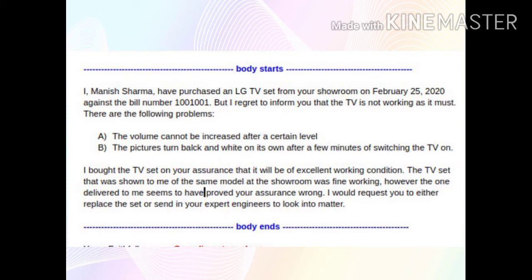Then last is the conclusion part. In the conclusion part, you are explaining what kind of replacement you are expecting. You are telling the solution for the problem. You can say that it is under the warranty period, so you want the replacement of the item. If it is a mobile phone, a watch, or any other small item, you can ask for a replacement. Or if it is a bigger item like a washing machine, a refrigerator or an AC, replacing it is not possible.